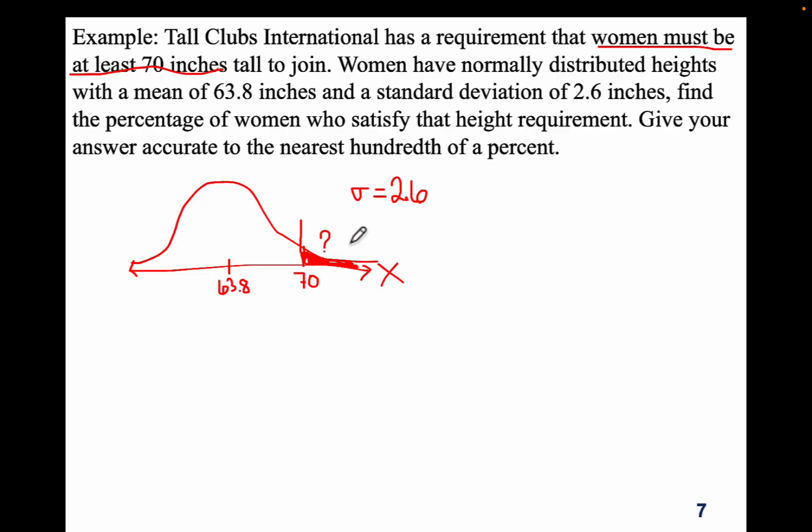Okay, the notation for that will look like this. The probability, open parentheses, X is greater than or equal to 70, close parentheses, equal sign. And when we hit compute, the answer will be provided for us here. It'll be a probability, and we'll just round it to the nearest hundredth of a percent.